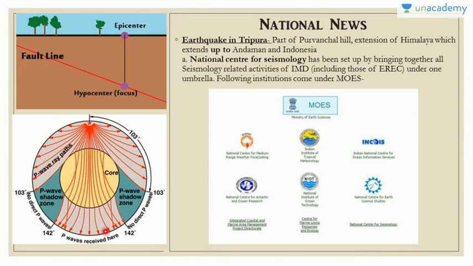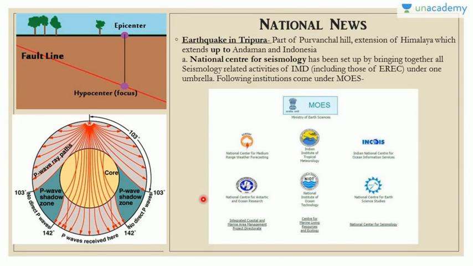So crust is obviously the solid part, and then there's the asthenosphere, and then we have a semi-solid part in the upper core, and then obviously the solid part of the core. So the detection of these waves actually helps scientists in getting information and trying to understand the structure of the earth. And the National Center for Seismology has been set up by bringing together all the seismology related activities. So this gives out information about earthquakes.